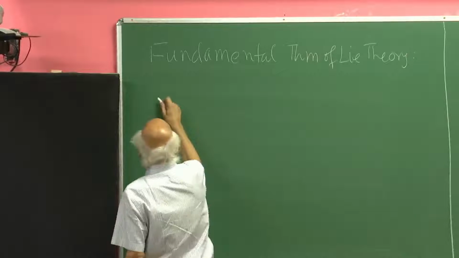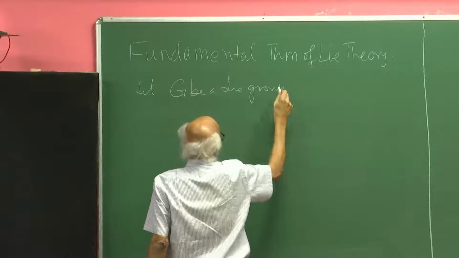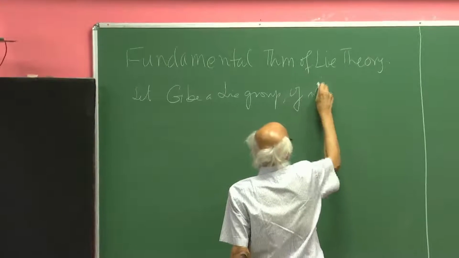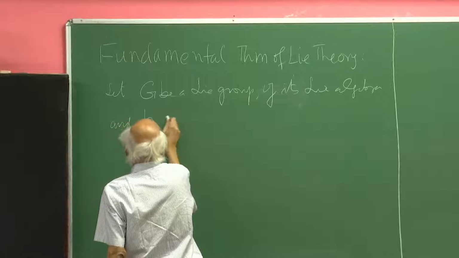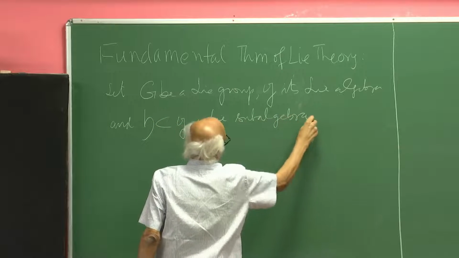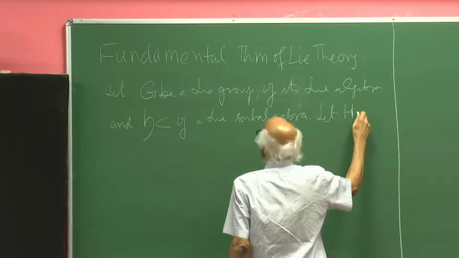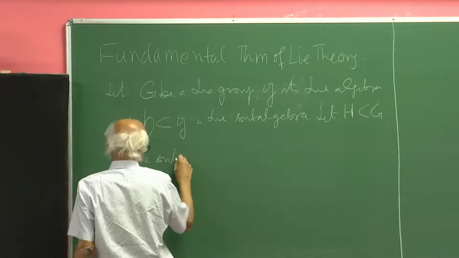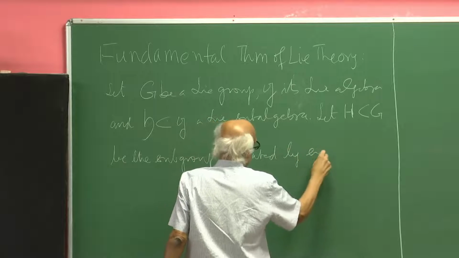The theorem states the following. Let G be a Lie group and H, in G its Lie algebra, and H in G a Lie subalgebra. Let H in G be the subgroup generated by exponential of H.